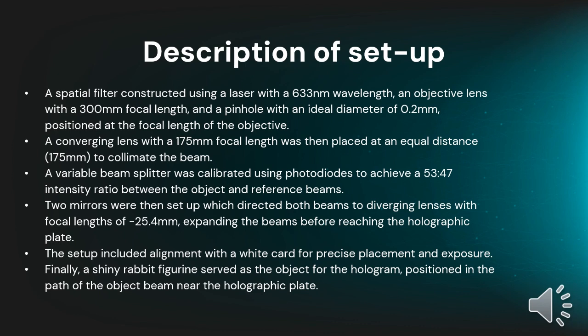Mirrors directed both beams to diverging lenses with focal lengths of negative 25.4 millimeters, expanding the beams before reaching the holographic plate. The setup included alignment with a white card for precise placement and exposure. Finally, a shiny white rabbit figurine served as the object for the hologram, positioned in the path of the object beam near the holographic plate.